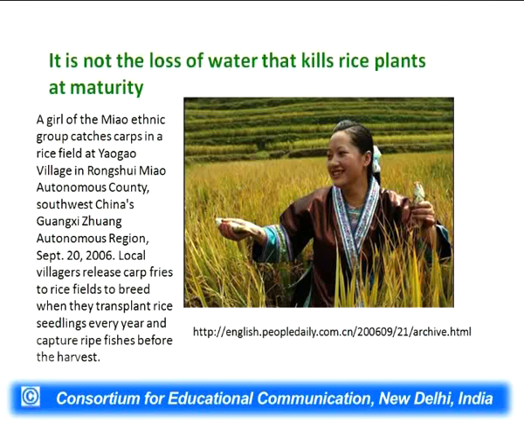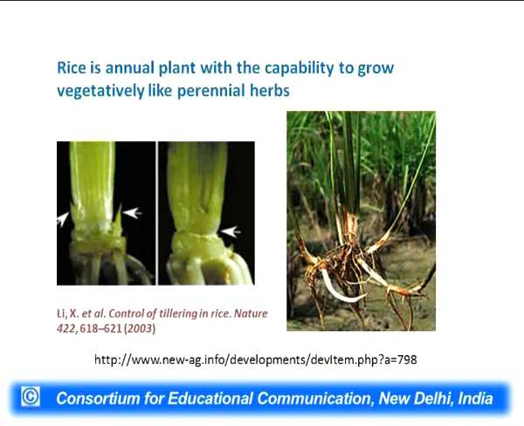However, it is not the case that the plants die out because there is no water in the field. You see this picture, many of the people who have had the opportunity to be in a village, and especially are familiar with the rice field, know that it is common to catch fish in the rice field. So, even at maturity, there is enough water in the ground, like what is shown in this picture, where the girl is catching fish in the matured rice field, which has already turned brown and yellow. So, it is not the lack of water that is killing the rice plants. The rice plants undergo developmental senescence when they come to maturity.